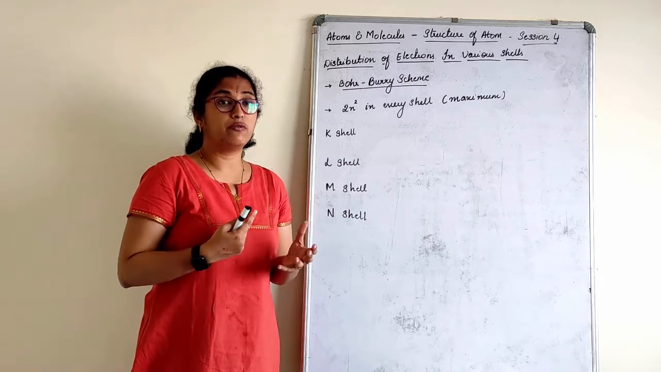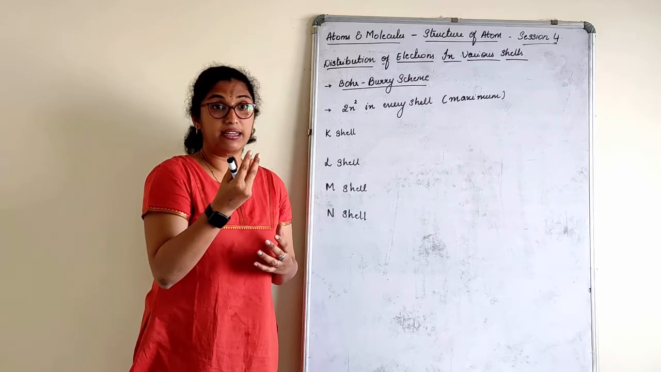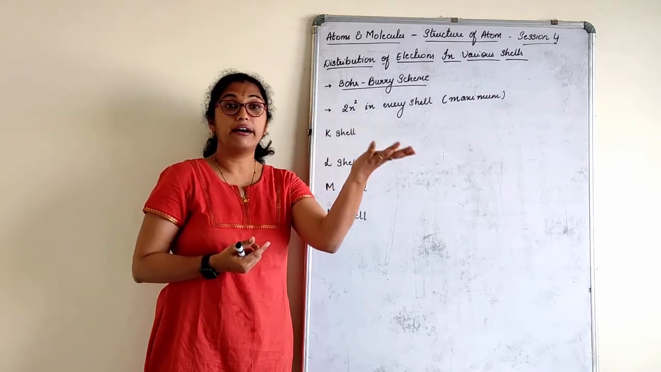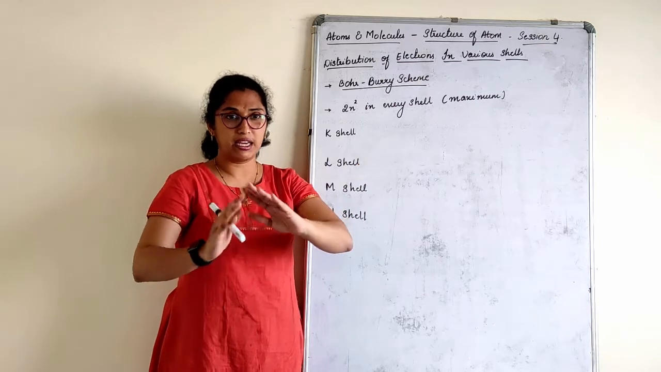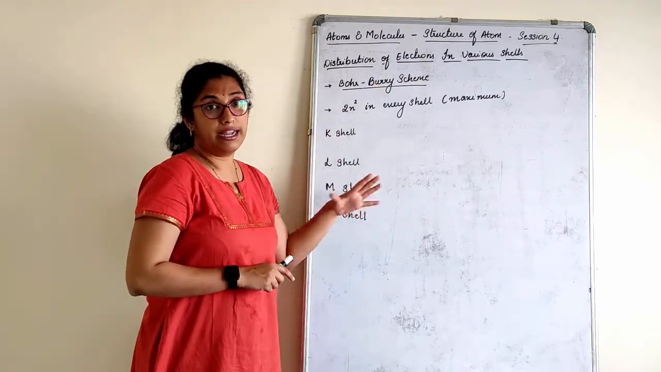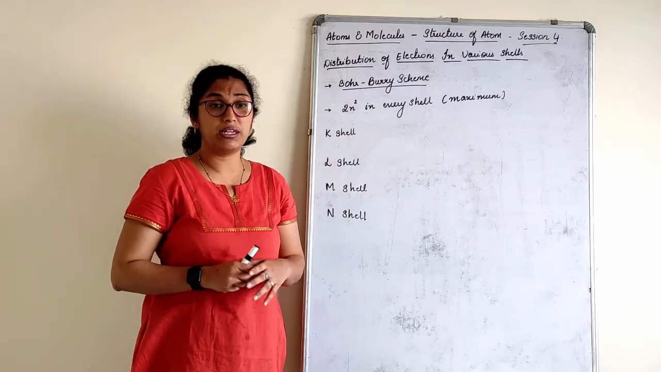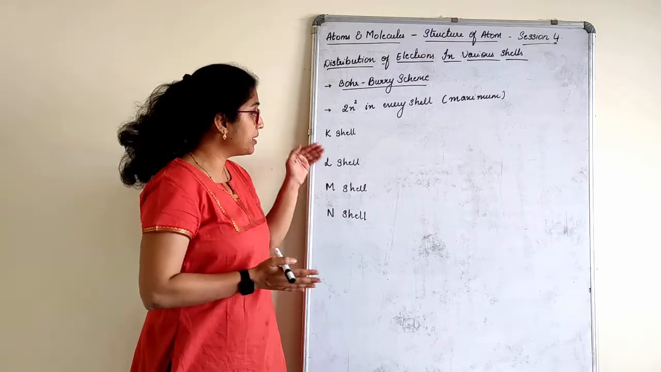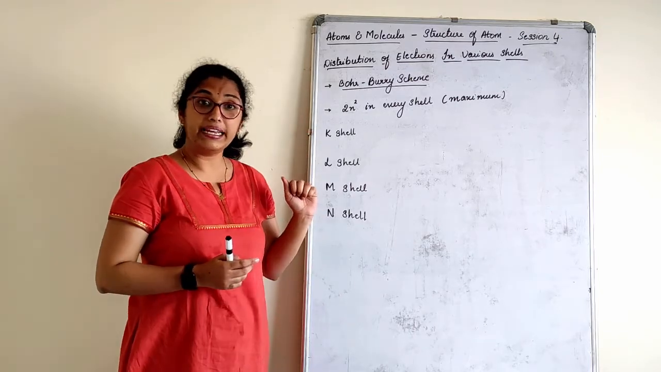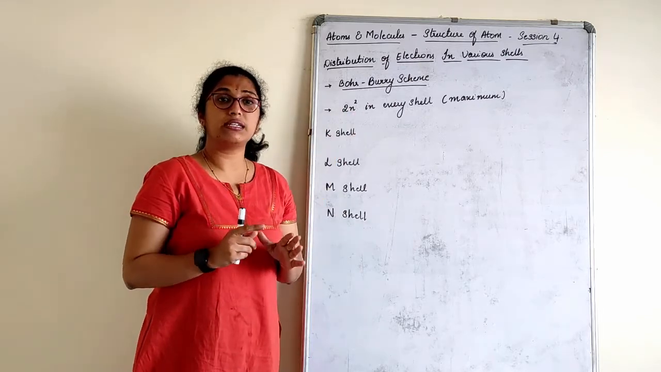According to him, electrons do not radiate energy, right? That's because if they do not radiate energy, they will not fall into the nucleus again. That was the theory given in Niels Bohr's atomic model. How are these electrons distributed? These electrons are distributed in the K shell, L shell, M shell and N shell in the form of 2n² electrons in every shell.